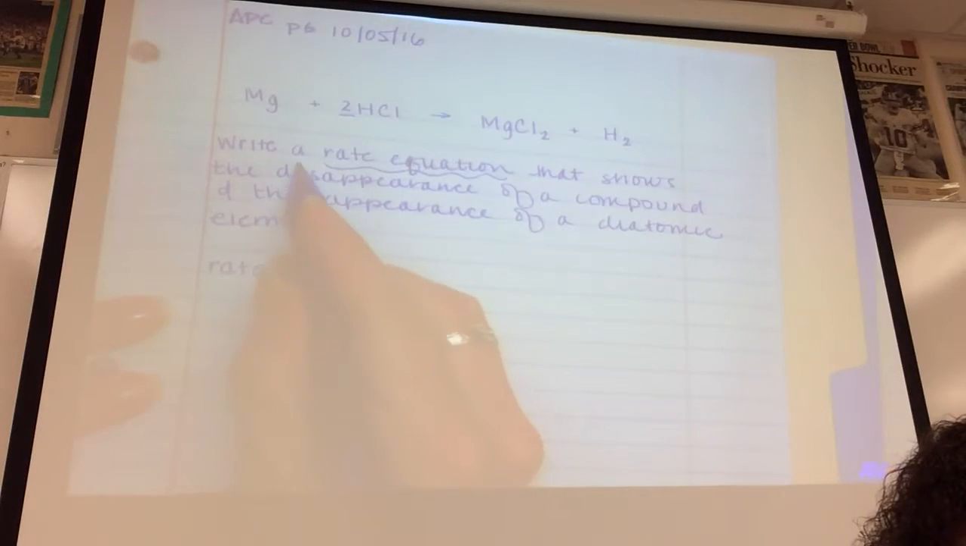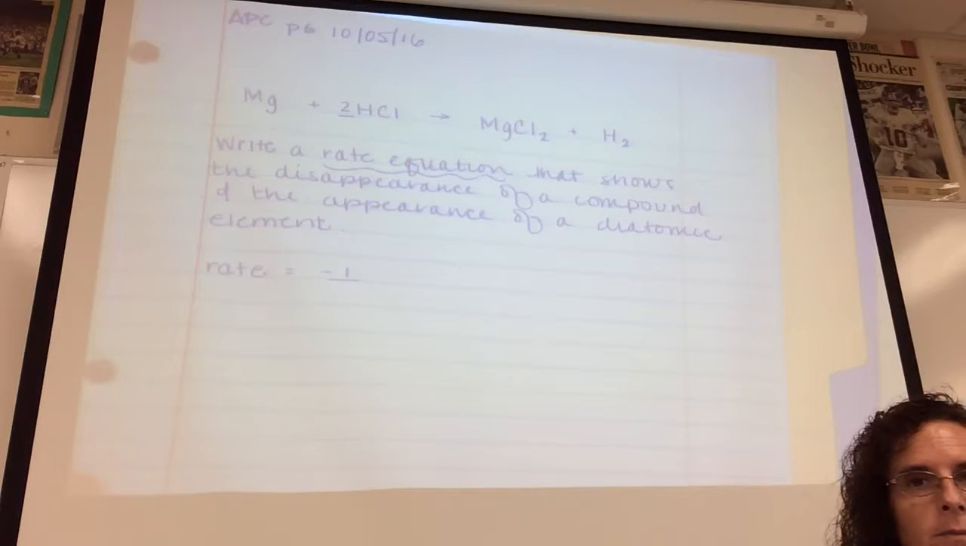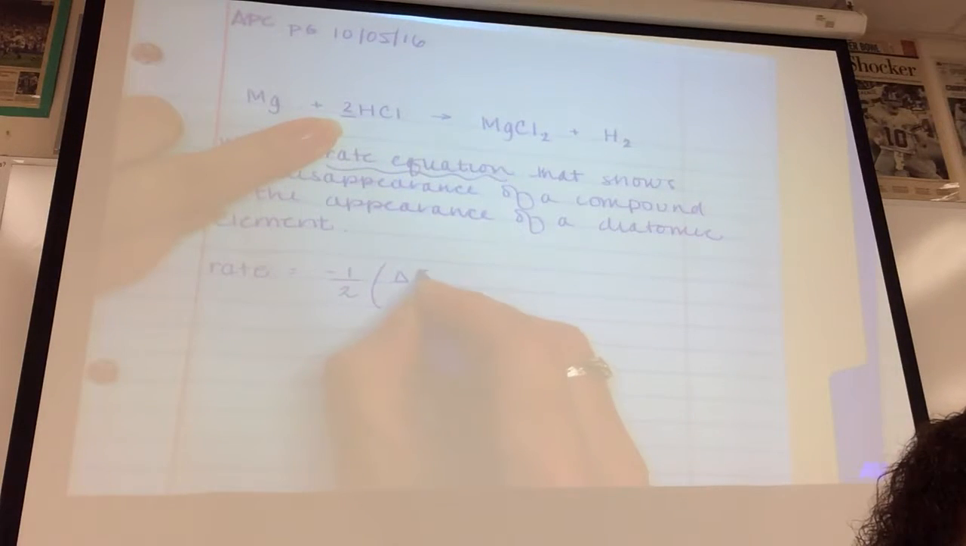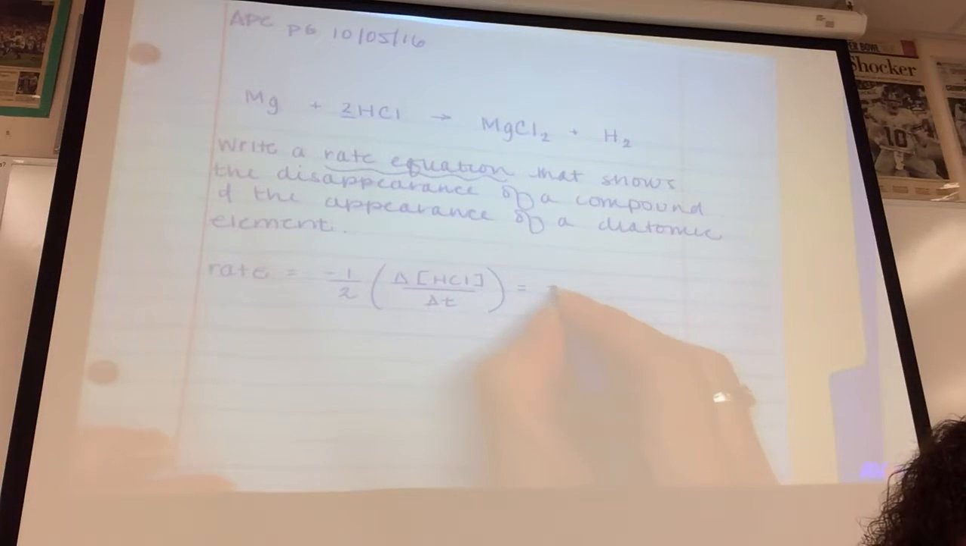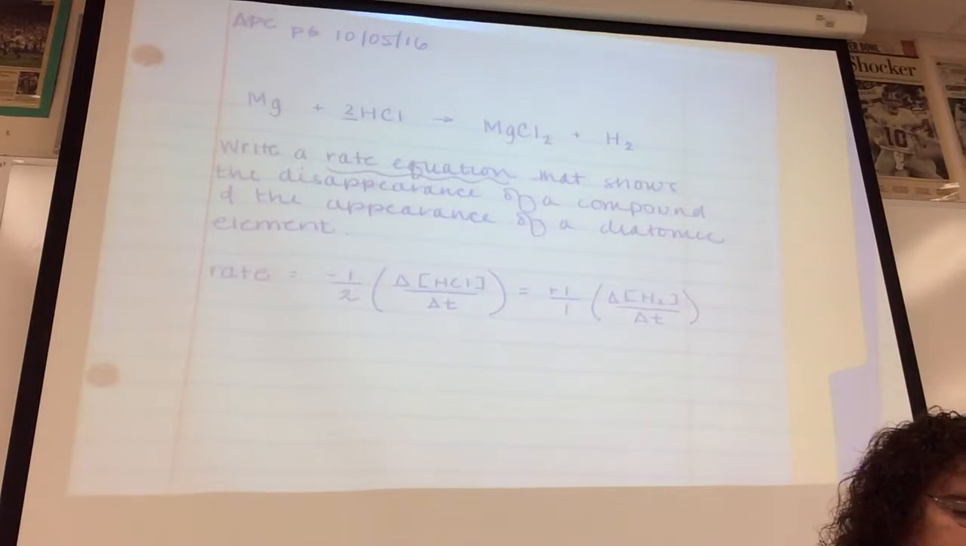A reactant disappears, so -1 over the coefficient. Which compound disappears? HCl. Coefficient there is 2, hence the 2. Change in concentration of HCl over the change in time is equal to +1 over 1 change in concentration of hydrogen gas over the change in time.